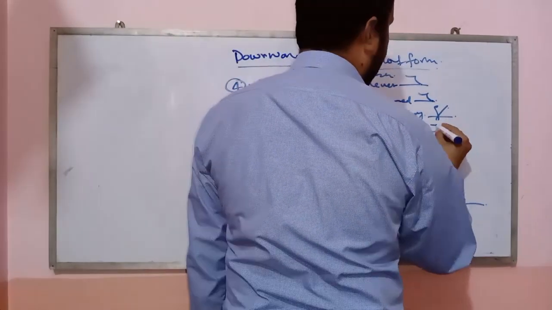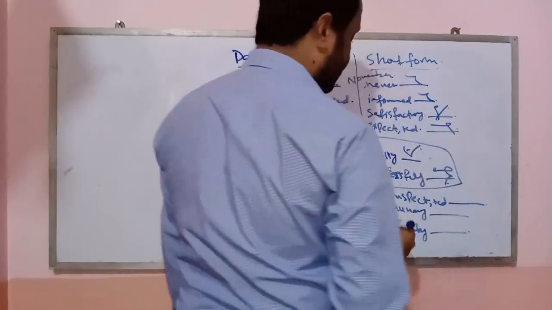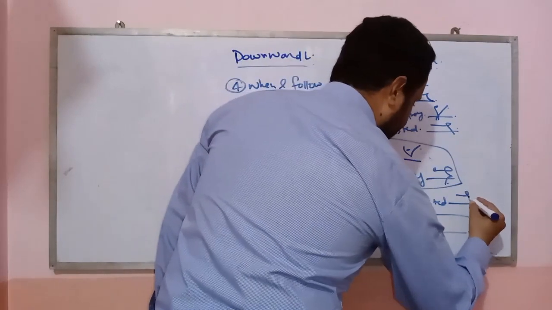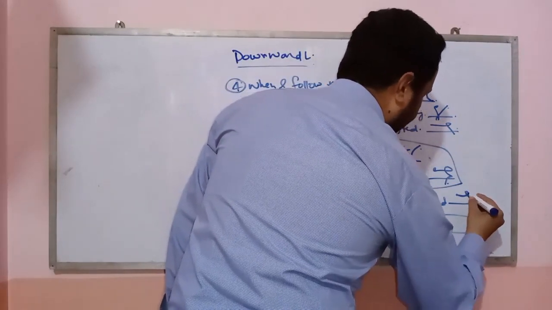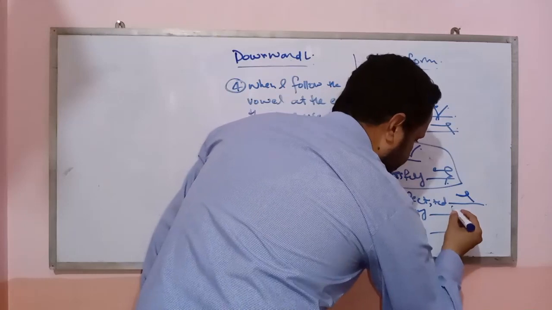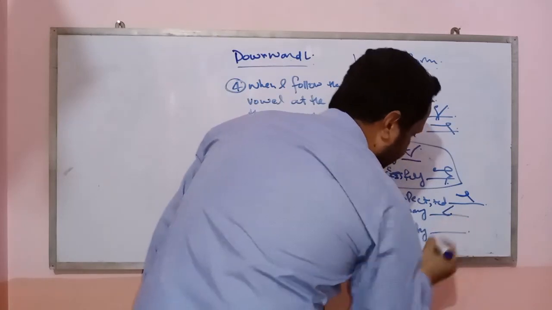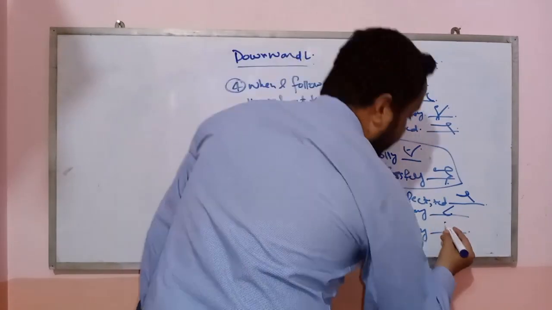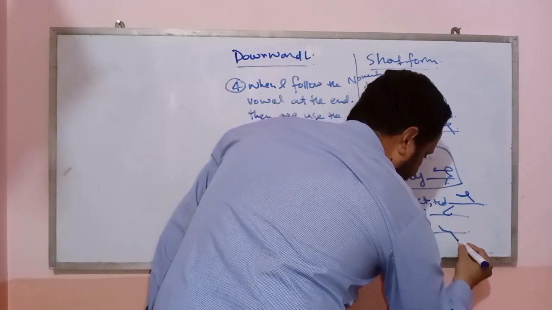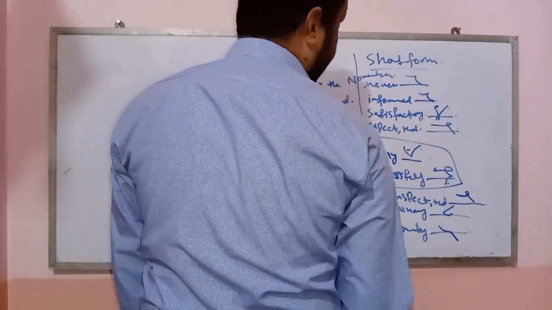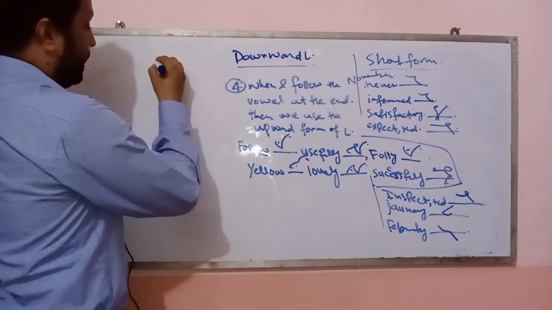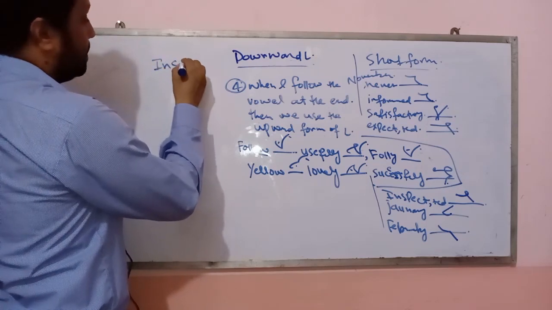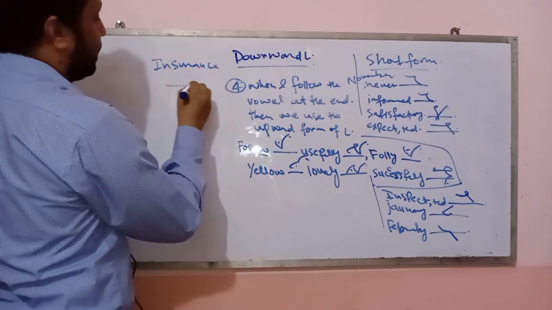Expected. Expected. Inspect or inspected. Okay. January: J and N on the line is called January. F and B on the line is called February. Another word, insurance. Insurance. What is the outline of this word?